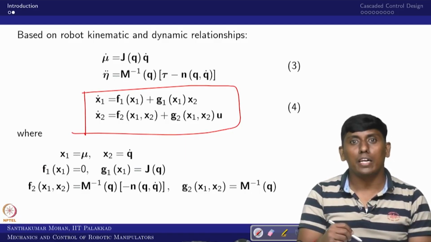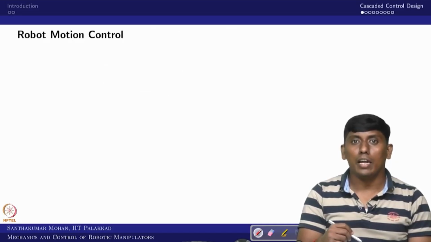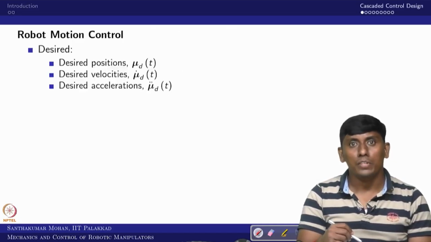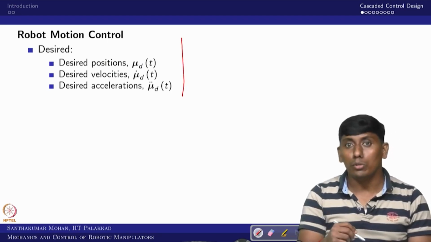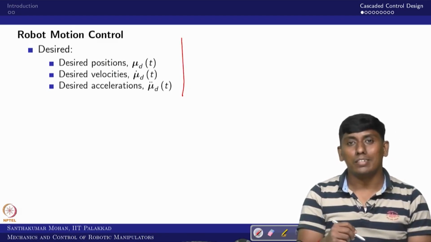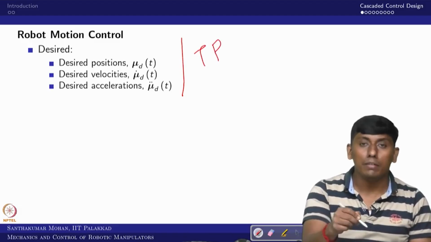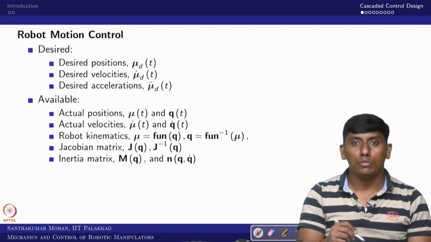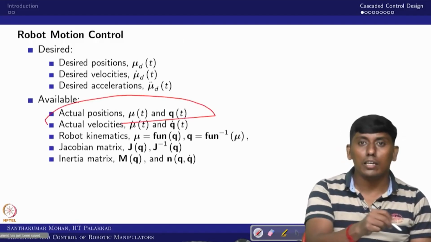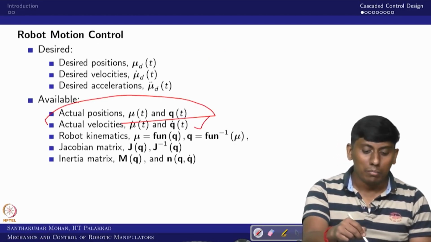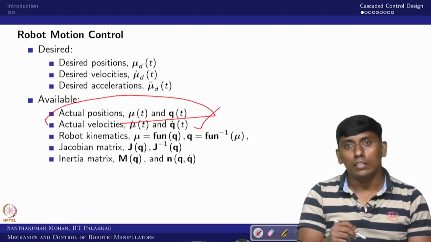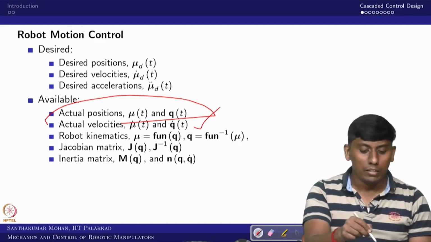So, in that sense, what we are trying to do is take the motion control. We assume that mu desired and mu double dot desired are obtainable from the trajectory planner. Then we assume that the actual position, both task space and joint space, are available, and both task space velocity and joint space velocities are available.